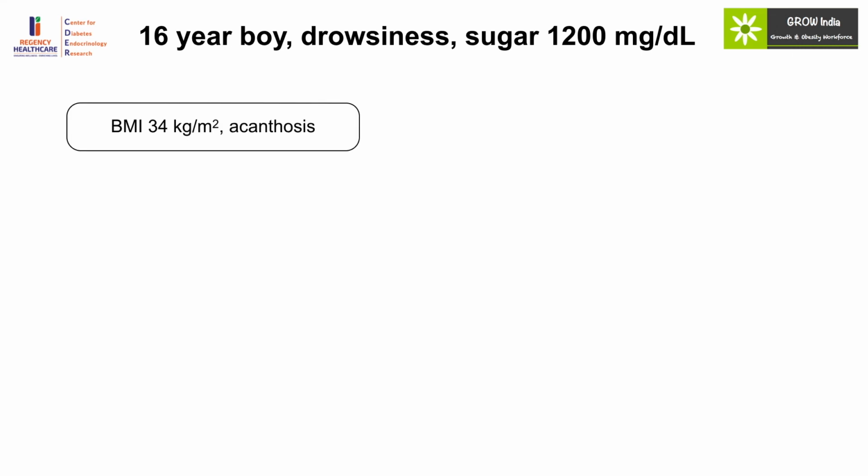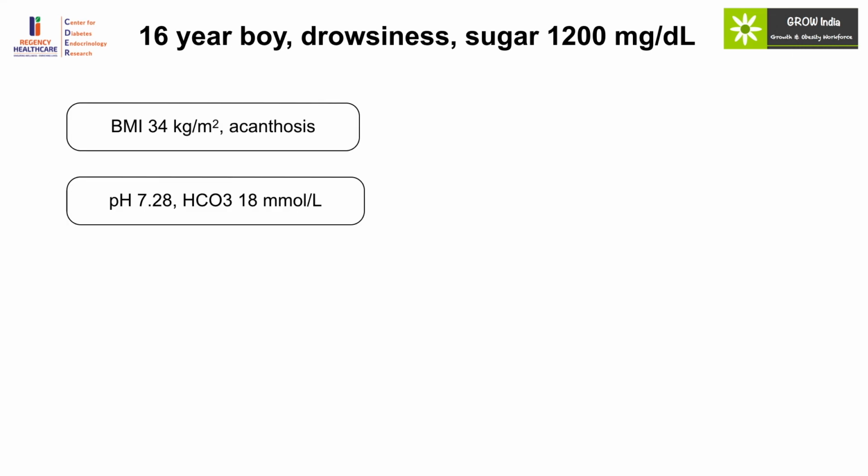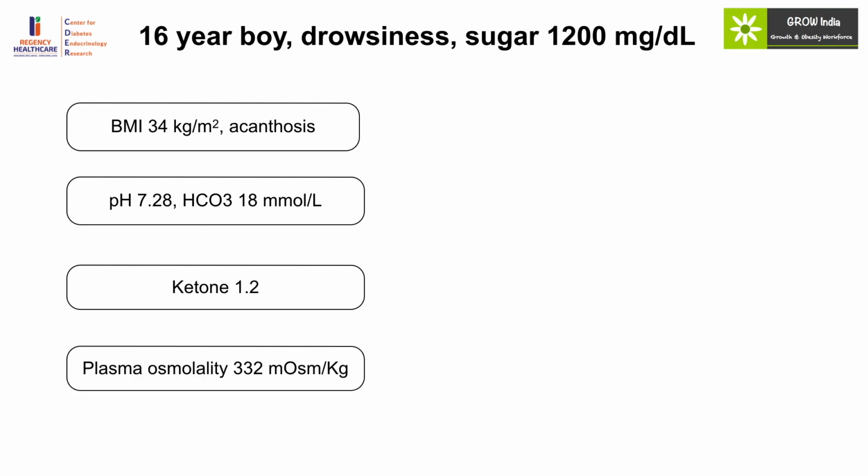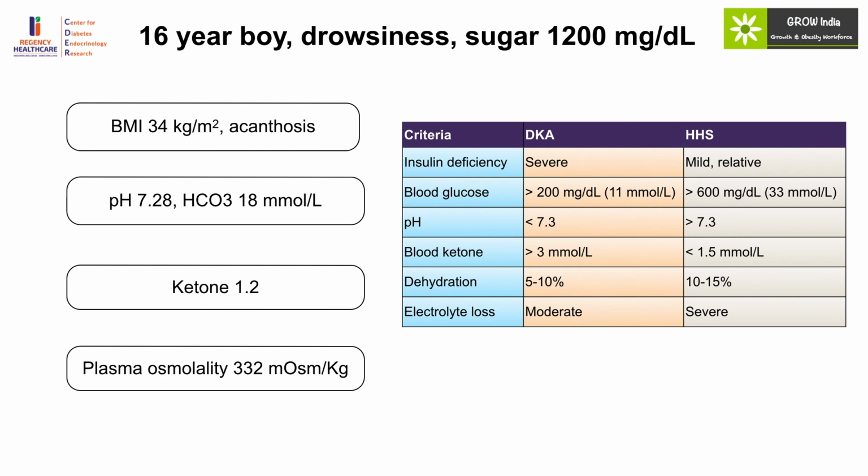A 16-year-old boy presented with drowsiness and sugar levels of 1200. The child is obese, has severe acanthosis, has mild metabolic acidosis with low bicarbonate, ketone levels are marginally positive, and plasma osmolality is high. So what is this? Is it DKA or hyperglycemic hyperosmolar syndrome? This looks like type 2 diabetes, but both DKA and HHS can happen.